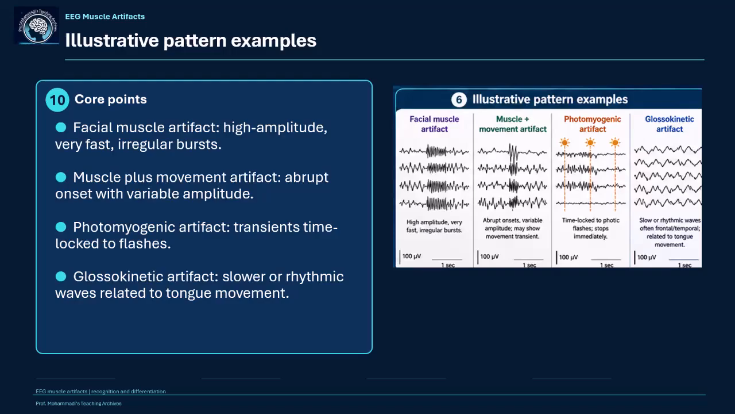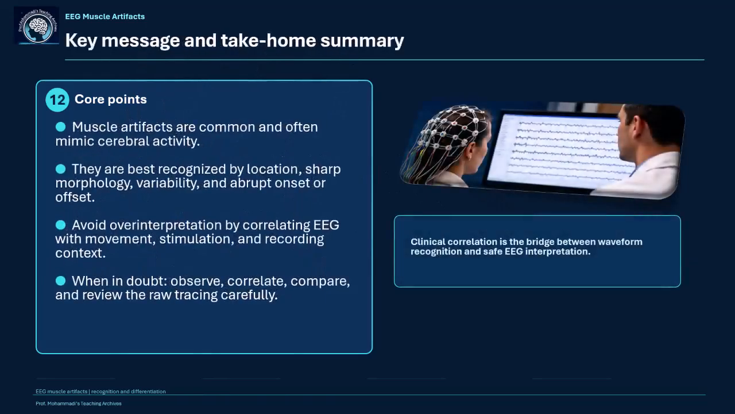The main take-home message is that muscle artifact is common, clinically important, and often capable of mimicking cerebral activity. It is best recognized by its location, sharp morphology, variability, abrupt onset and offset, and relationship to patient movement or stimulation. A careful EEG reader does not interpret a waveform in isolation. Instead, they observe, correlate, compare, and review the raw tracing carefully before assigning clinical significance.